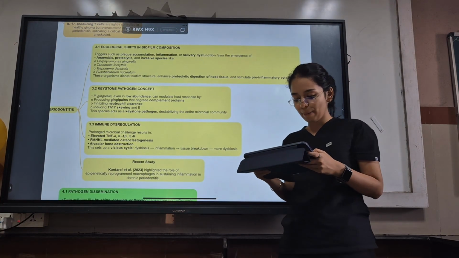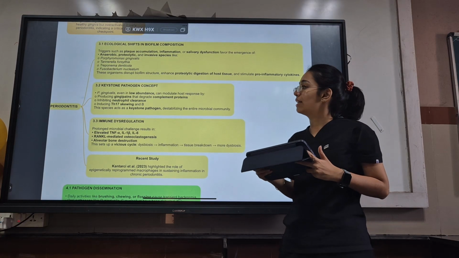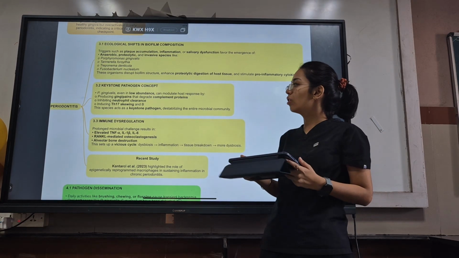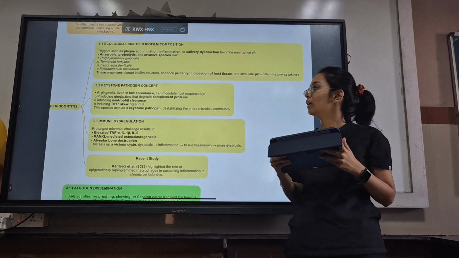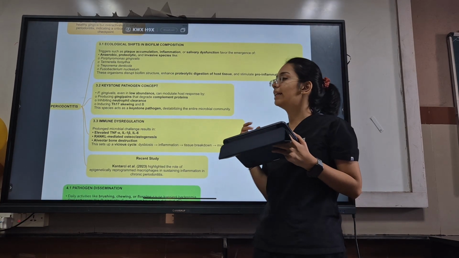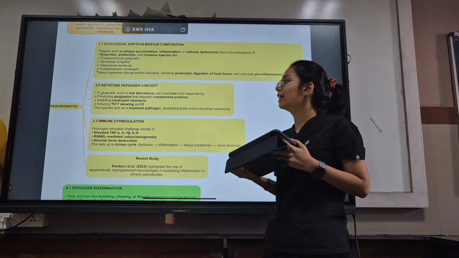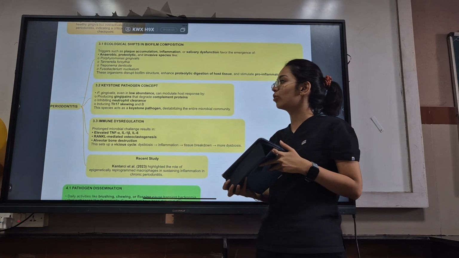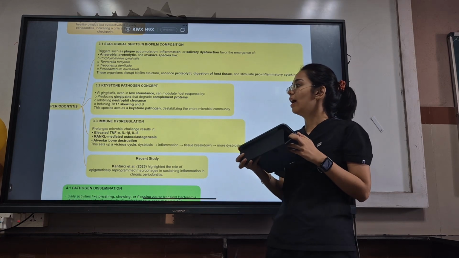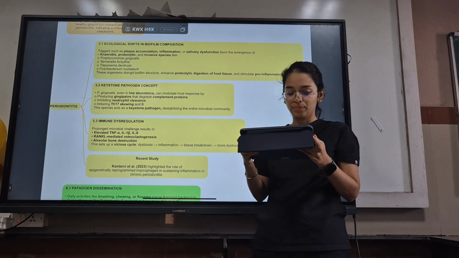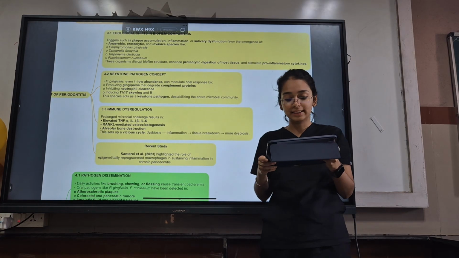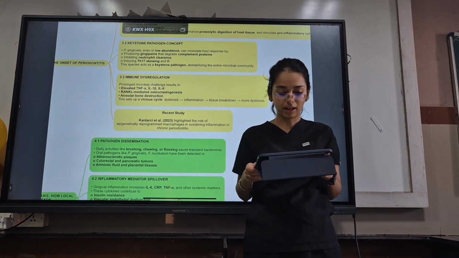There is also this key pathogen concept where P. gingivalis, even when it is present in very low concentrations, can modulate the host response by producing gingipains that degrade the complement proteins, inhibit the neutrophil clearance and also induce the Th17 skewing. These species act as keystone pathogens, destabilizing the entire microbial community.